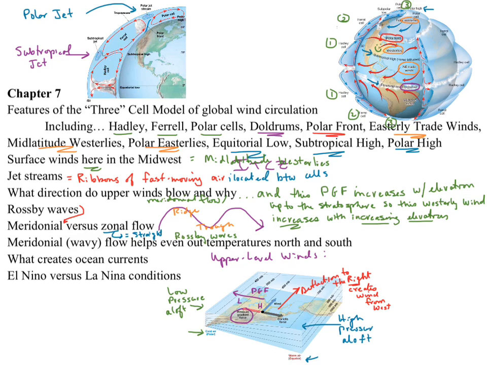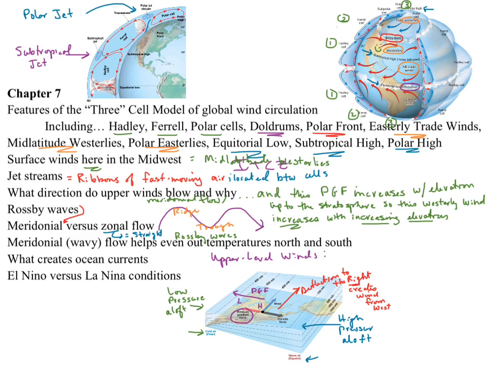The opposite of meridional flow is zonal flow, and in blue I put there that zonal is straight flow. So those Rossby waves have what we call ridges and troughs. And later on, we're going to say that ridges are associated with anticyclones, and troughs are associated with cyclones, highs and lows respectively.